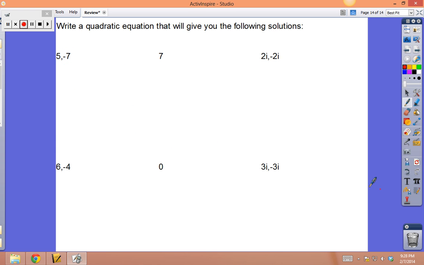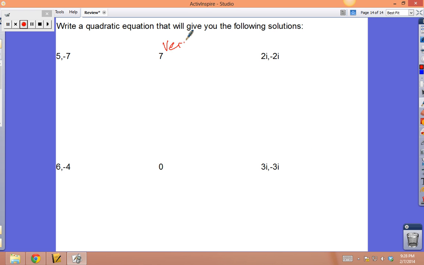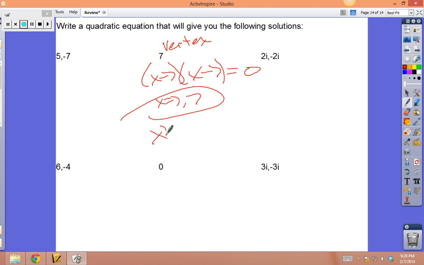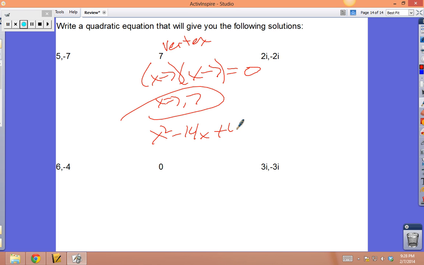Now, if you have one solution, this must be at the vertex. So this solution is kind of unique. It is at the vertex. So same way, I'm going to go x minus 7 times x minus 7. And there's actually 2 solutions, but they're the same thing. This is x is 7 and 7. But I don't need to repeat and say, yeah, I got 2 of them. Let's just say it's x is 7. So x squared minus 14x plus 49 is 0. If I distribute that out, minus 7 add a minus 7 is minus 14, but a minus 7 times minus 7 is 49.